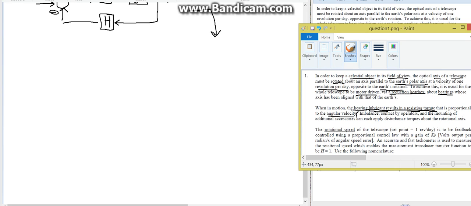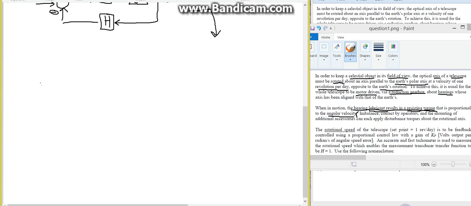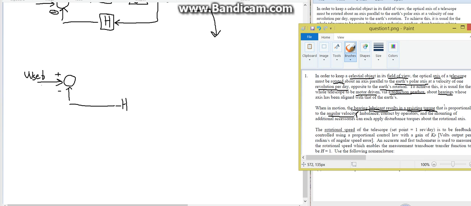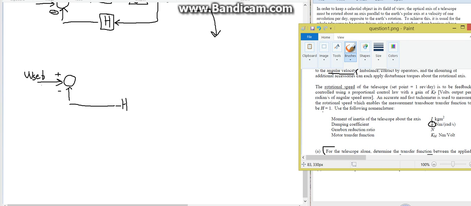Firstly, the initial part we must understand is there is an input. So we set an angular velocity initially for the telescope. Now this set is placed into the summing junction with a subtraction of the measurement transducer. And you recall that our measurement transducer is just H. For example, the measurement transducer was given as H equals 1, but for now we'll just consider it as H.